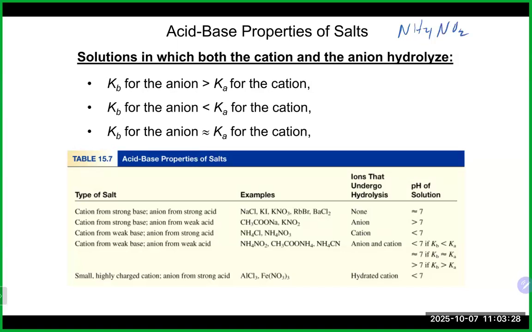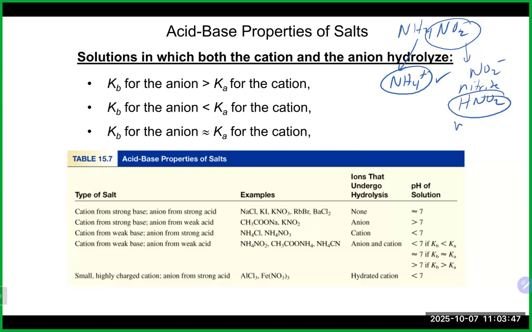NH4NO2, this is NH4 plus, which as we saw, definitely will go through hydrolysis as it comes from NH3. This is NO2 minus, that's nitrite. That comes from nitrous acid, which is a weak acid, which means it would also go through hydrolysis as well. So it definitely is possible that if you combine two weak things together, you're going to get a salt that came from two weak things that can go through hydrolysis.